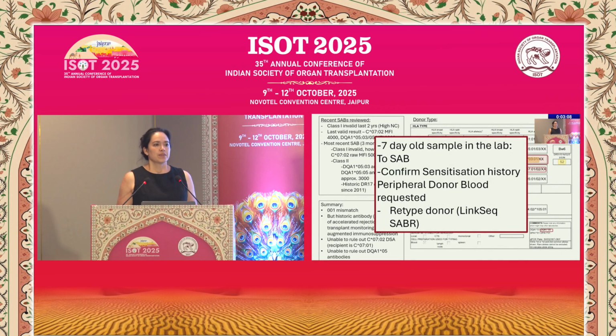But we've got a sample that's in the lab from 7 days ago. We did a screen test on it, which was positive, so we've pulled it out and we've decided to do a single antigen bead assay. And we've gotten in contact with the coordinators and asked them to confirm that the patient has not had any further sensitizing events, no blood transfusions, vaccines, no infections. We've also, at the same time, requested some peripheral blood from the donor in order for us to perform some local retyping.